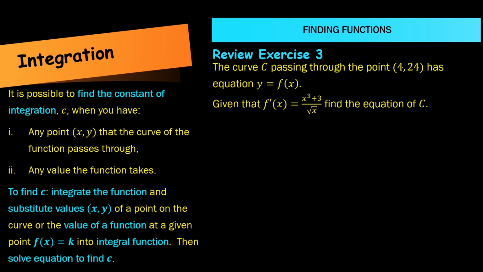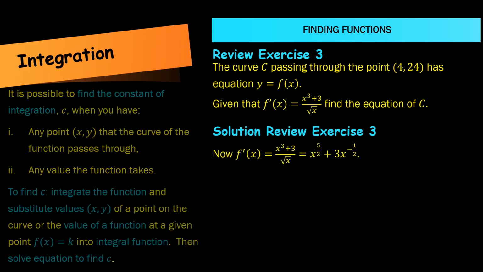We have that the curve C passing through the point (4, 24) has equation y equals f(x). Given that f'(x) equals (x cubed plus 3) all over root x, find the equation of C. So let's solve this. Let's rewrite f'(x) in a form we can integrate. So x cubed over root x becomes x to the power 5 over 2, and 3 over root x becomes 3x to the power minus a half.